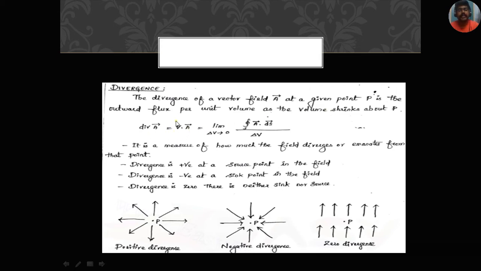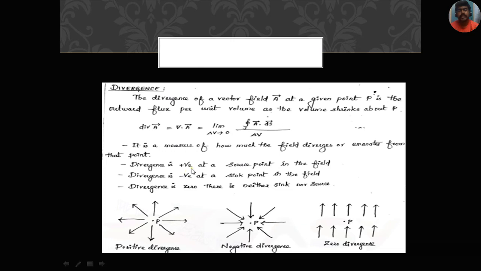Divergence can be represented in terms of del dot A vector, and is the limit as ΔV tends to 0 of the integration of A vector dot dS divided by ΔV. It is the measure of flow, how much the field diverges or emanates from the point.